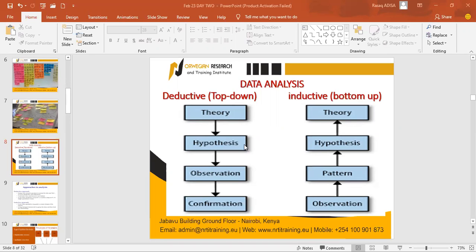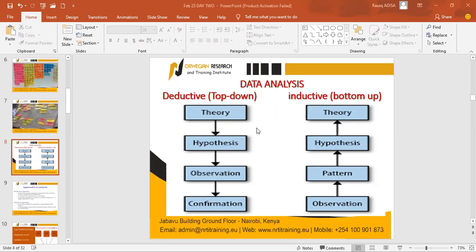So deductive can also be used in some cases. But in the case of a research where qualitative is the major approach, the major method, deductive cannot be used. It has to be inductive. But if it is a mixed method, for instance, a two-method research design where you want to bring in quantitative as well as qualitative, which is referred to as mixed method.